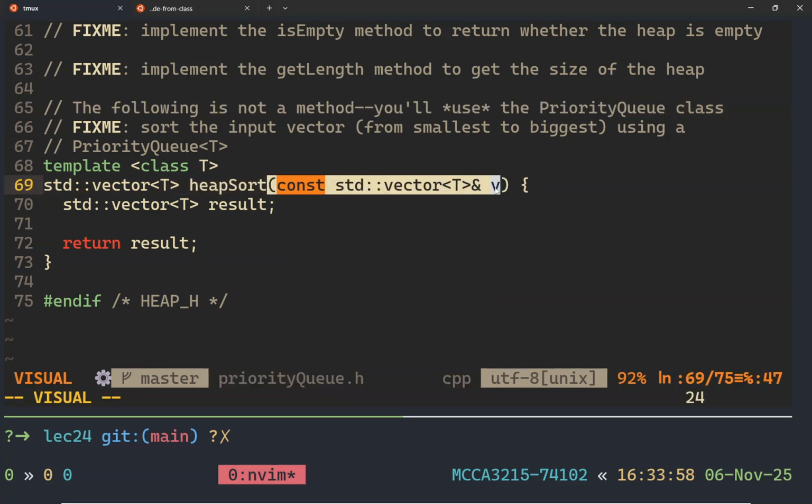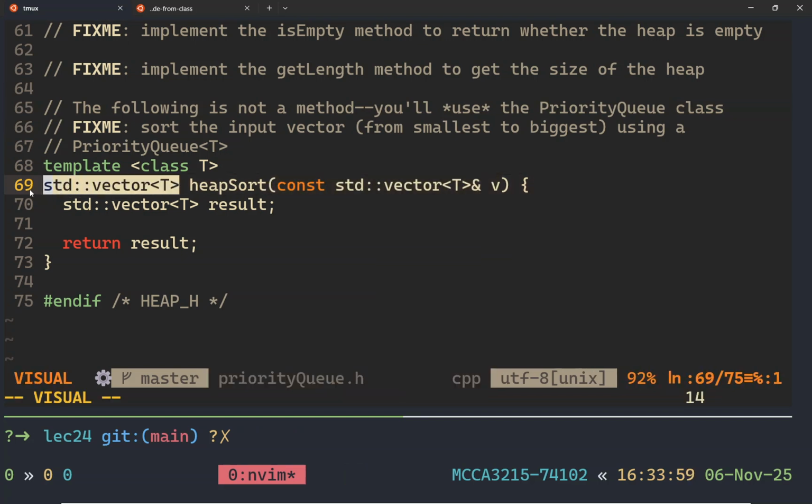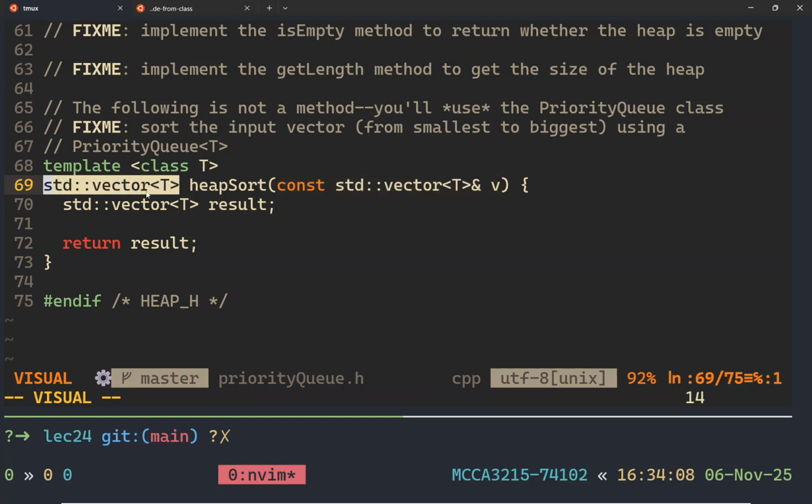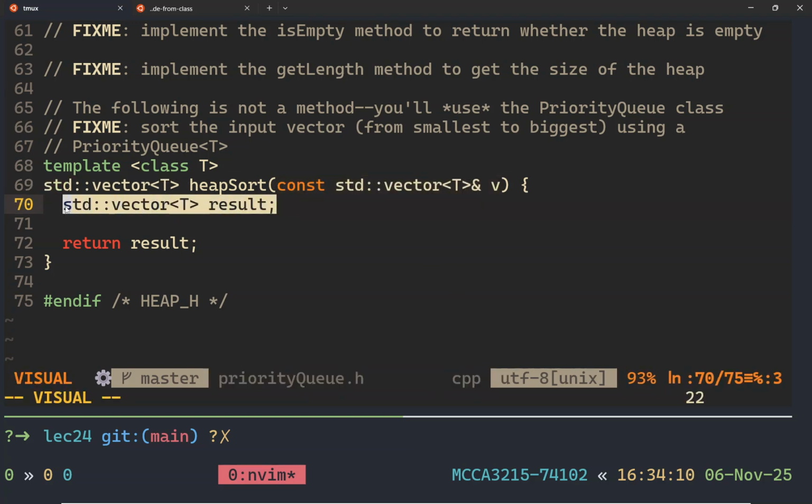Somebody gave you a vector of T's. You want to give them back another vector of T's that is that one sorted now. So you're not doing it in place because it's a constant reference. You're giving back a brand new vector that's the original one in sorted order. So like here's an empty one to start.